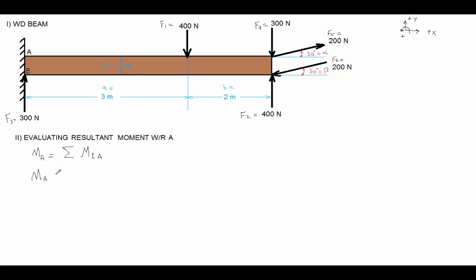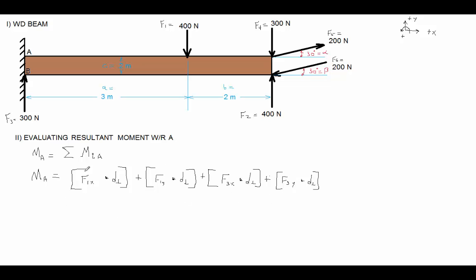So MA then equals, now at this point in time, I'm going to treat each of those couple pairs as a couple. So instead of saying F1 times its perpendicular distance to point A, I'm going to say F1 times its perpendicular distance to F2. Likewise, for F3 and F4, I'm going to use F3 times its perpendicular distance to F4. You'll notice that I'm breaking F1 into its x and y components, F3 into its x and y components.